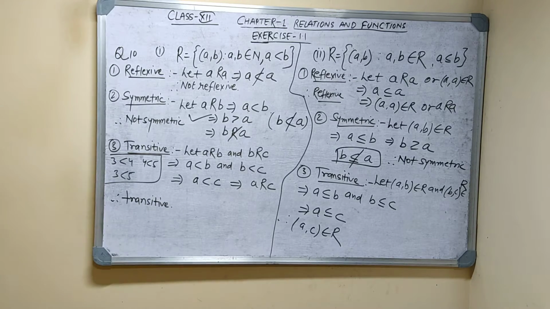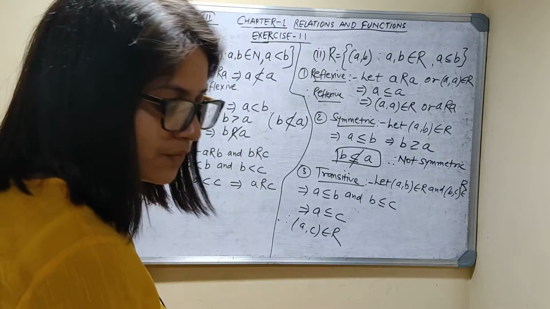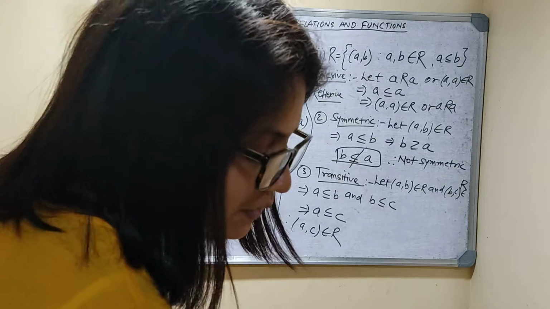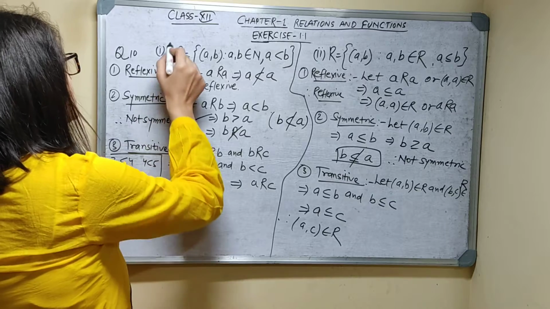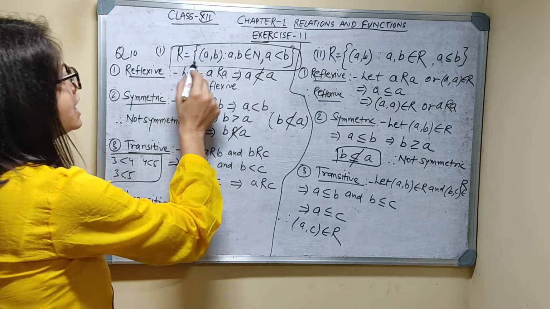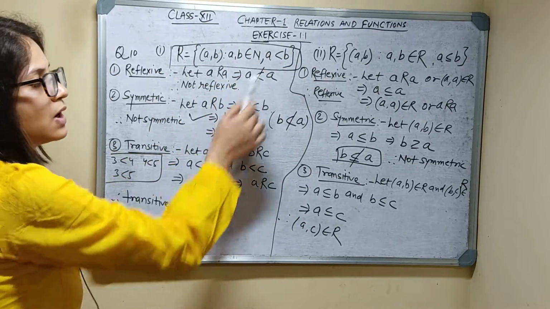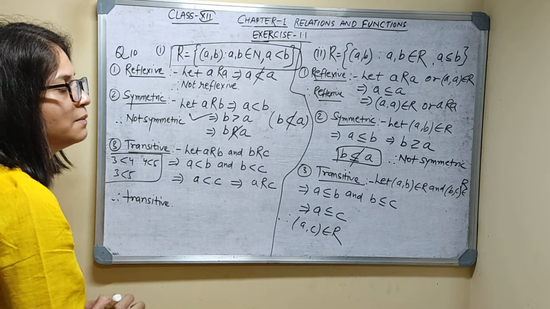Question number 10. Determine whether each of the following relations is reflexive, symmetric and transitive. First part you can see. The relation is given: R is equal to the ordered pair (a, b), where a, b belong to natural numbers and a is less than b.